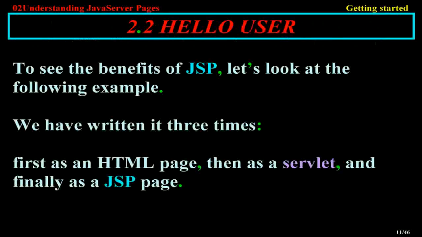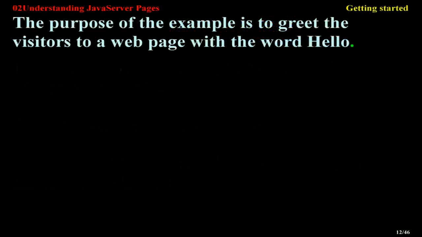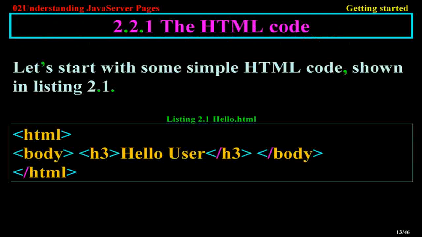2.2 Hello user. To see the benefits of JSP, let's look at the following example. We have written it 3 times: first as an HTML page, then as a servlet, and finally as a JSP page. The purpose of the example is to greet the visitors to the web page with the word hello. 2.2.1 The HTML code. Let's start with some simple HTML code, shown in listing 2.1. Listing 2.1 Hello.html.